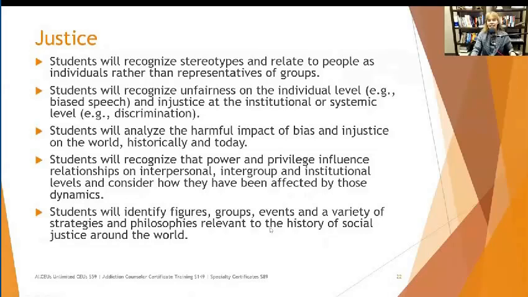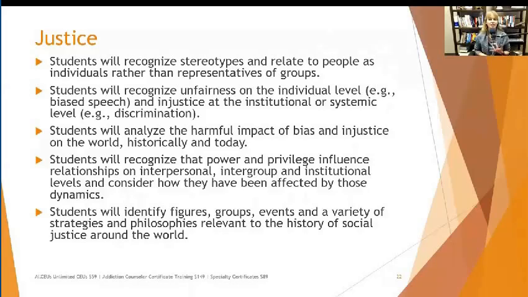So the next activity or thing people need to work towards is justice. Students recognize stereotypes and relate to people as individuals rather than representatives of groups. So this is the first thing. We're not just working with an addict. We are working with John, who is a person with an addiction.